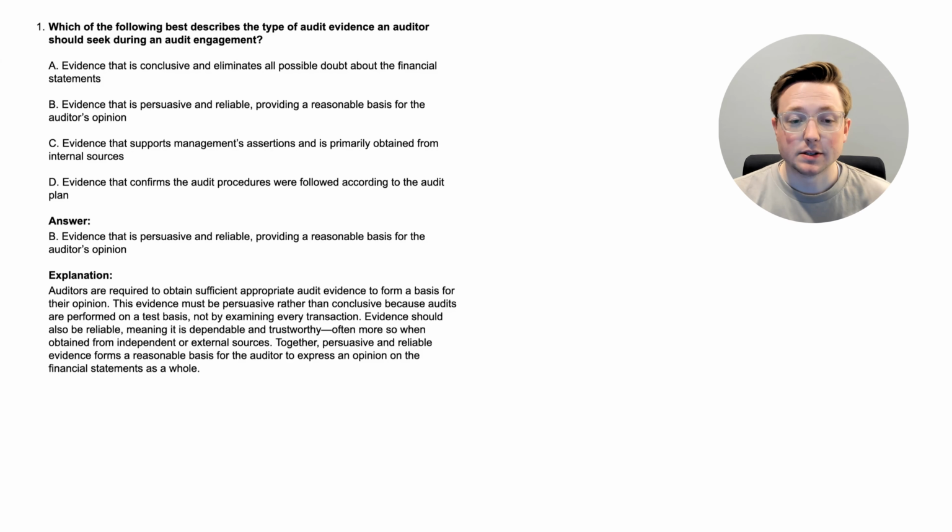All right, here we are. The answer is B, evidence that is persuasive and reliable, providing a reasonable basis for the auditor's opinion. So that's the kind of evidence that we want to be looking for. So let's go into the explanation. Auditors are required to obtain sufficient appropriate audit evidence to form a basis for their opinion.